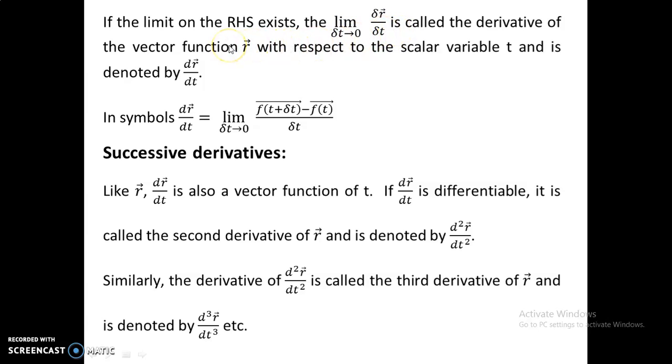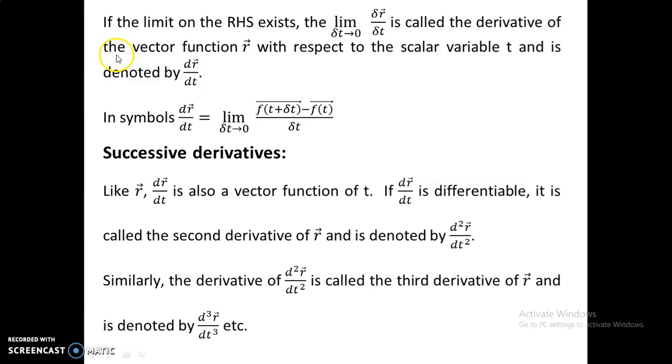called the derivative of a vector function r of a scalar variable with respect to the scalar variable t, which is denoted by dr by dt, equal to the limit of f of t plus delta t minus f of t divided by delta t as delta t approaches 0. This is what we call the derivative of r with respect to t.